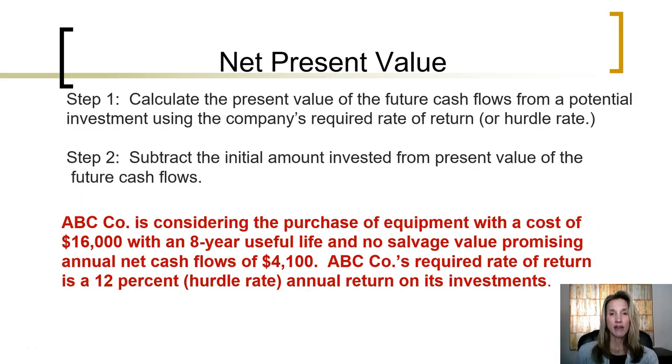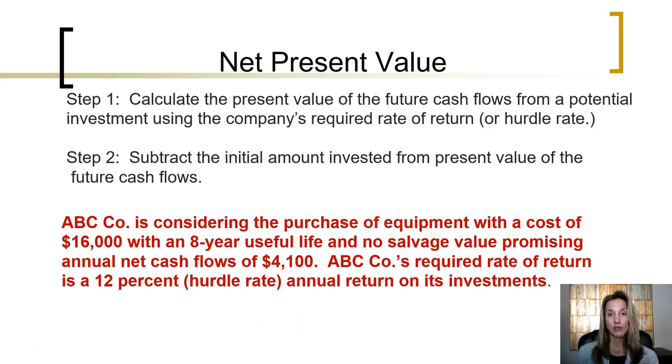In order to apply this net present value tool, the first step is to calculate the present value of all future cash flows from a potential investment that is being considered using the company's required rate of return, sometimes called the hurdle rate. The second step is to subtract the initial amount invested from the present value of all those future cash flows. So let's apply it.